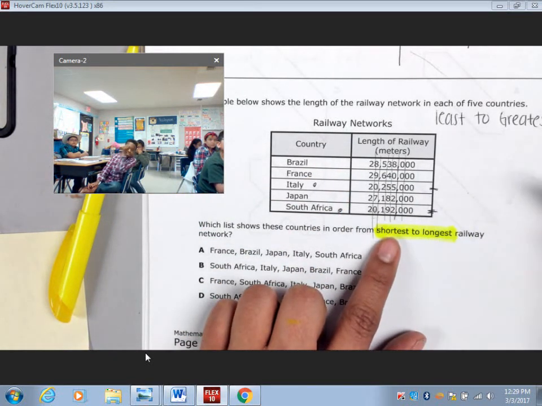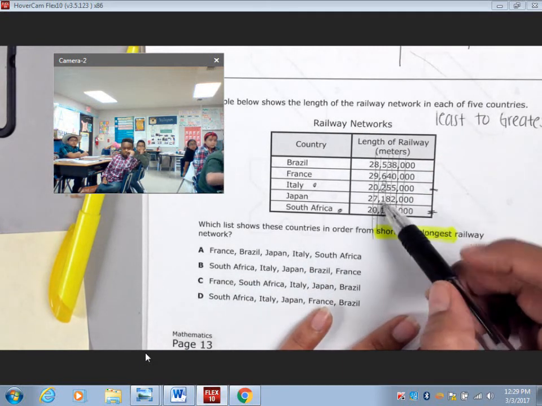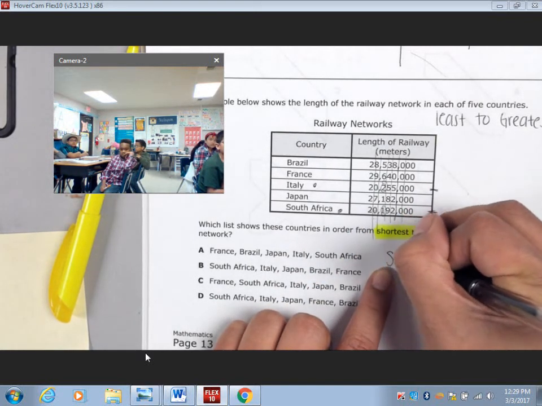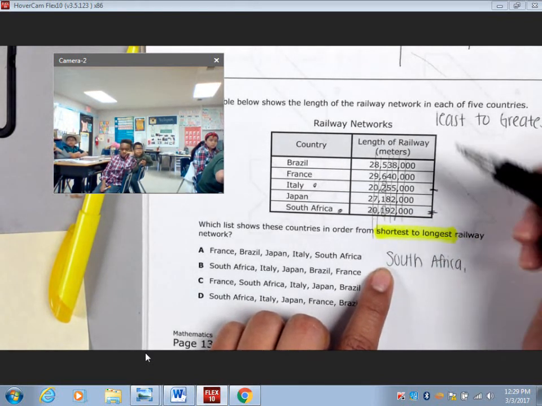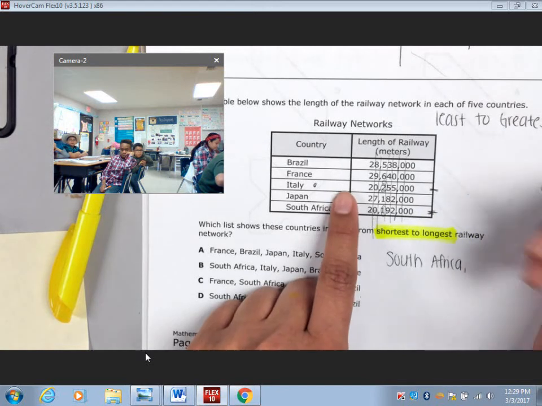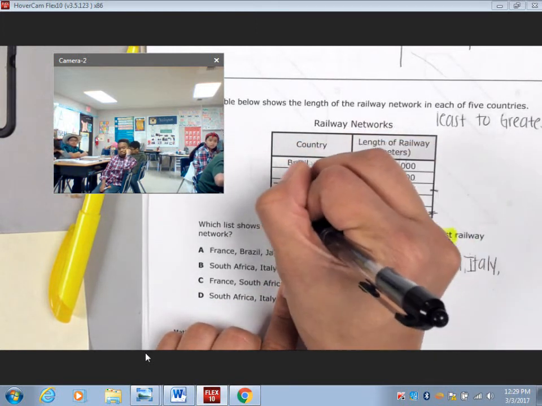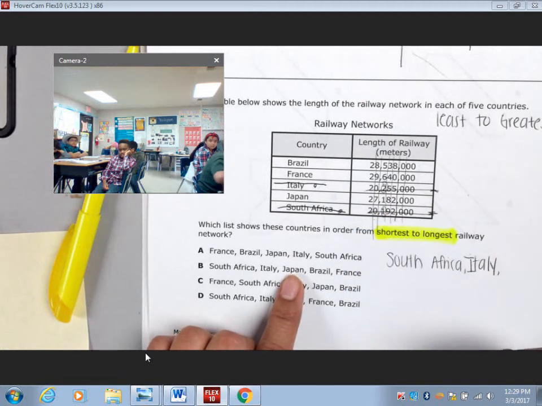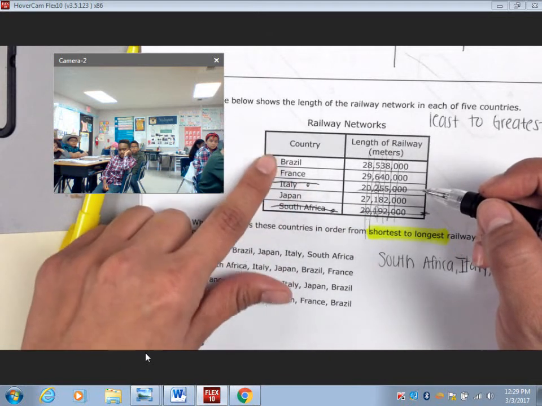Okay, we're trying to get them in order. So right now we are looking at 2 and 1. Which one is least? South Africa. So I'm going to go ahead and write South Africa. Okay, which one would be next? Italy. Okay, so now those are out. We're done. We can even cross them out on this side. Now we go back and we start over at the only ones that remain, which are Brazil, France, and Japan.